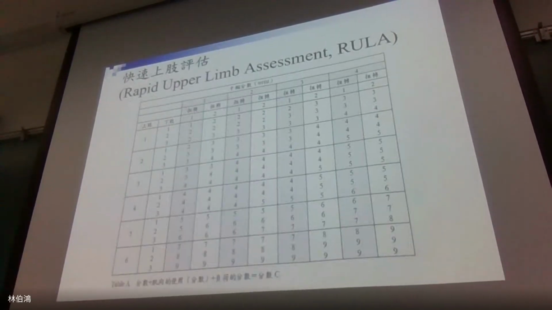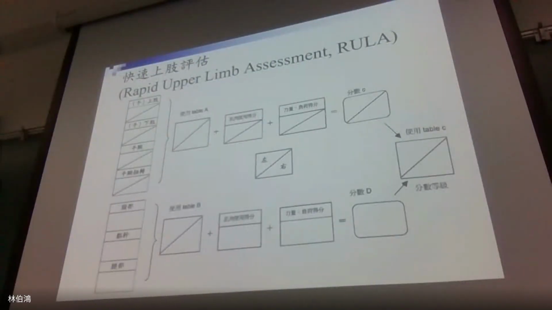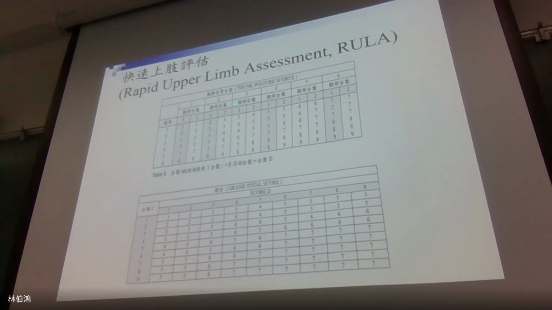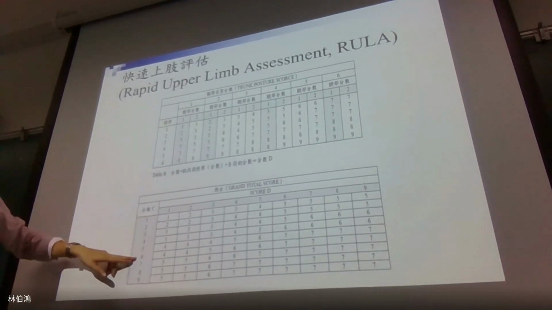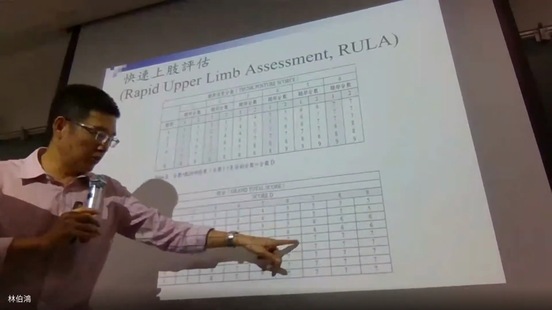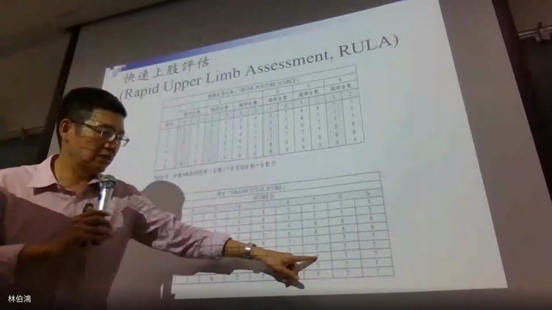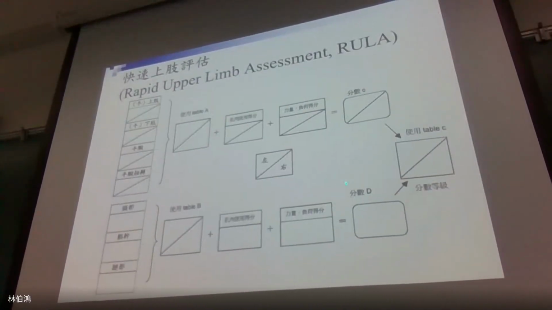So you can see this is how we calculate score C. Score C is here, and also score D. Score D is for the neck, trunk, and the leg. If you get 7 points in score C and you get 7 in score D, you can finally find your final score is 7. The 7 is the final score.